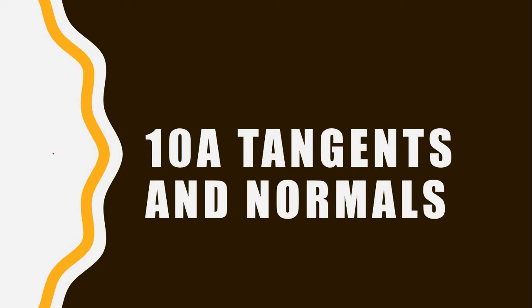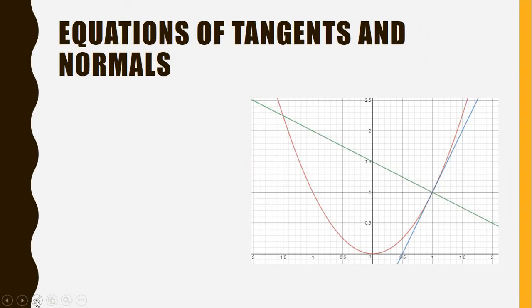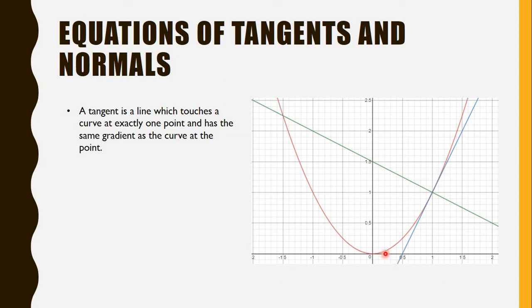Today we're starting with our first application of differential calculus, which is considering tangent and normal lines. So in our little graph here we can see a curve y equals x squared, which is the parabola here, and we can see the tangent, which is this blue line along the side. A tangent can be defined as a line which touches a curve at exactly one point, which is what it's doing here, where x is 1, and it has the same gradient as the curve at the point. So the gradient of y equals x squared is going to be the same as the gradient of this line at the point where x equals 1.